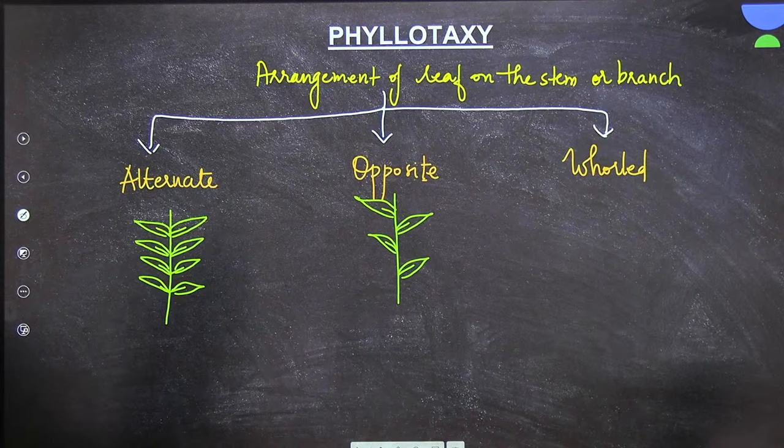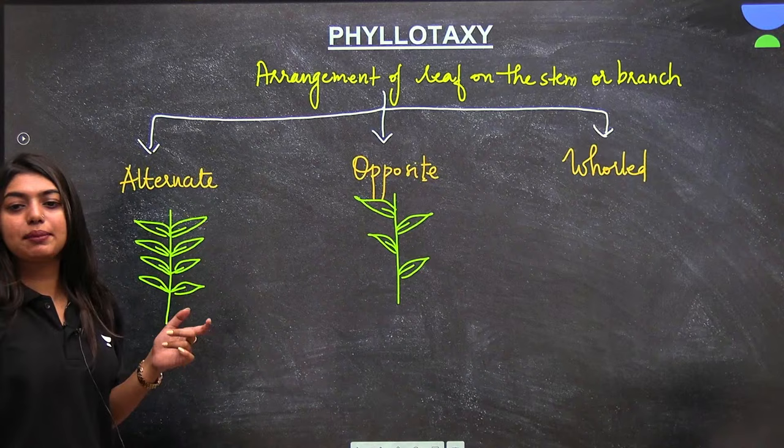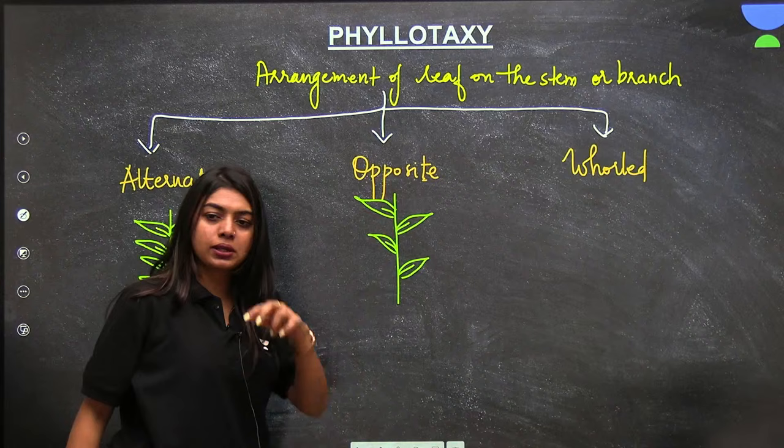So, students, here, what is happening? They are opposite to each other. That means one leaf is facing this side, another leaf is facing that side, right? They are opposite to each other, okay? Yes, very good. We have examples. We will write the examples, okay?